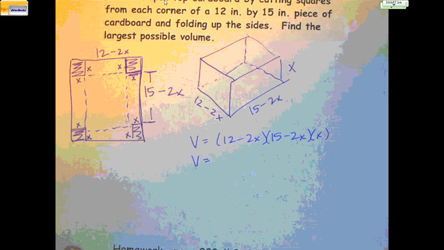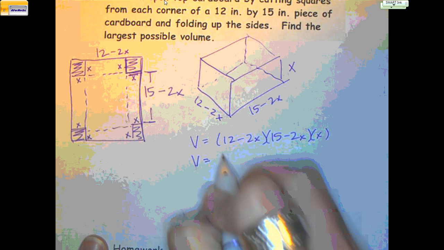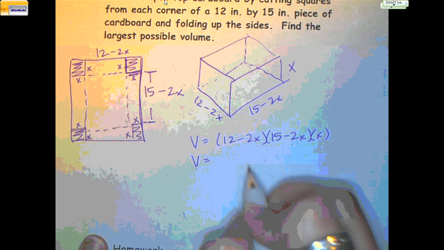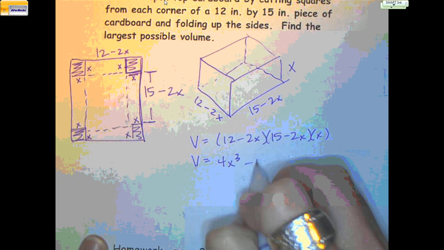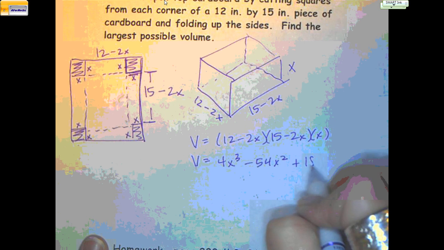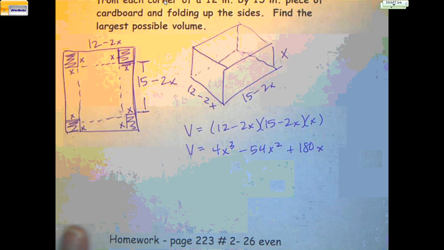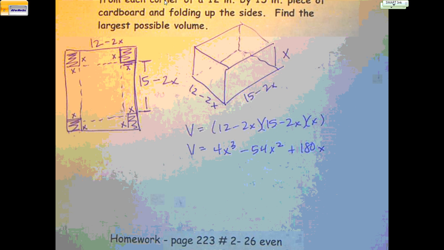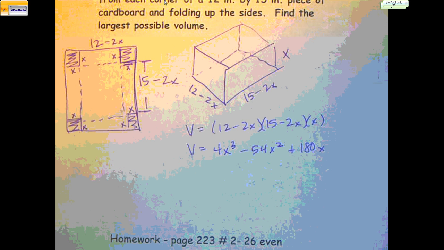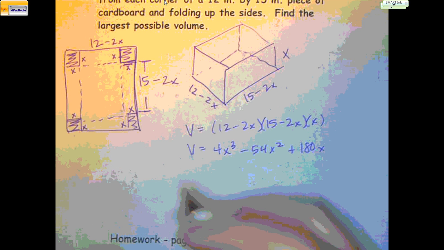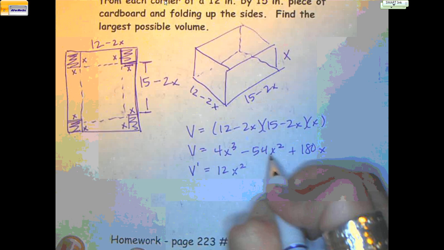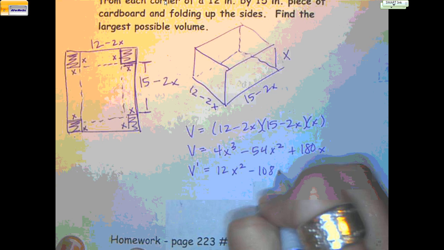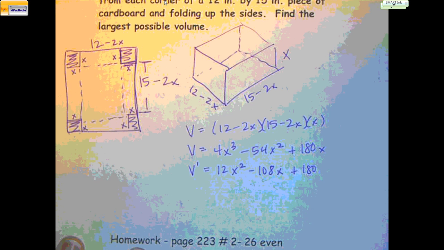And I did multiply all that together this morning. So to save you some time, I'll just kind of get you there. If you multiply all the stuff and FOIL it out, you get 4x cubed minus 54x squared plus 180x. They want us to find the largest possible volume, the maximum volume. What do we do? Derivative. So now I have 12x squared minus 108x plus 180.